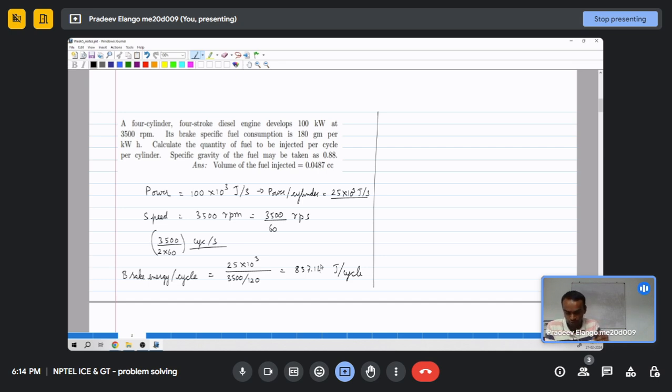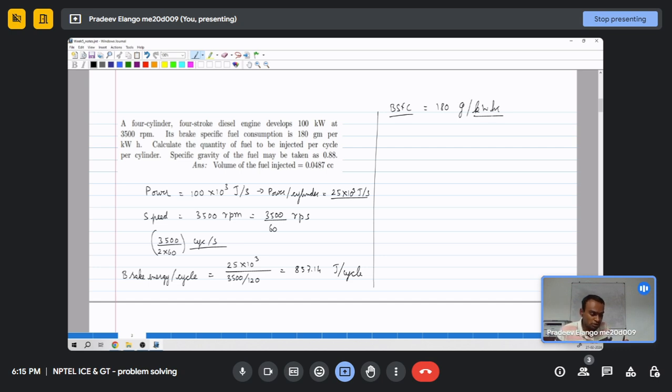And we have something mentioned as the brake specific fuel consumption, BSFC, which is 180 gram per kilowatt hour. So actually kilowatt hour is also a unit of energy. Just that it is not in joules, we can convert it to joules. And for every joule of brake energy produced, we know how much gram of fuel has to be given, and that is what BSFC utilizes.